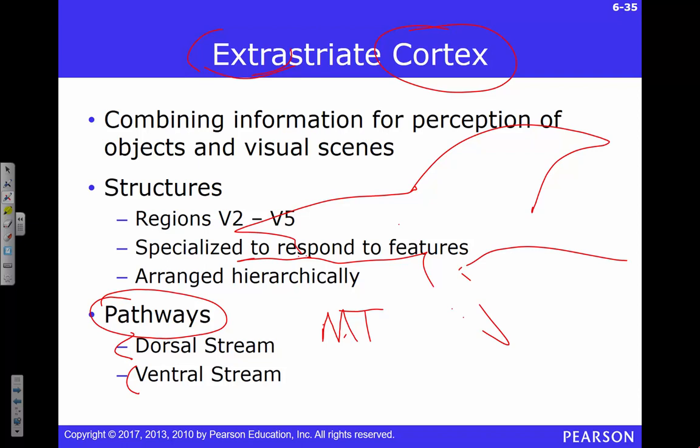One of the areas in the ventral stream we'll talk a good bit about is the FFA.